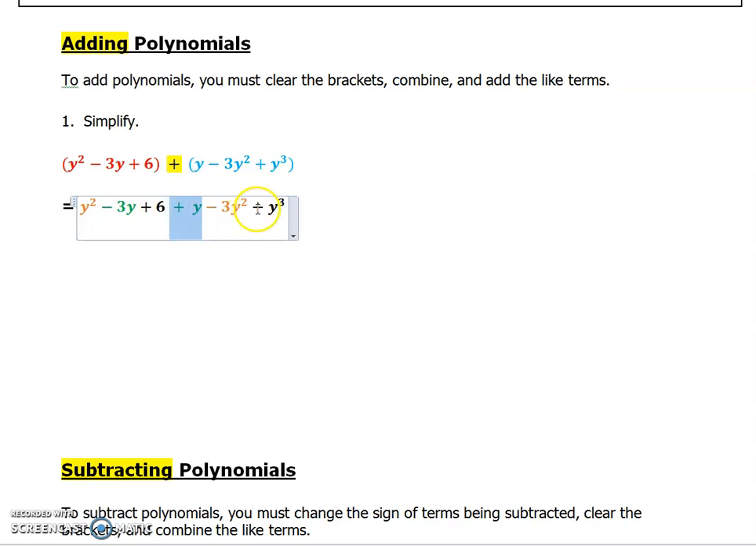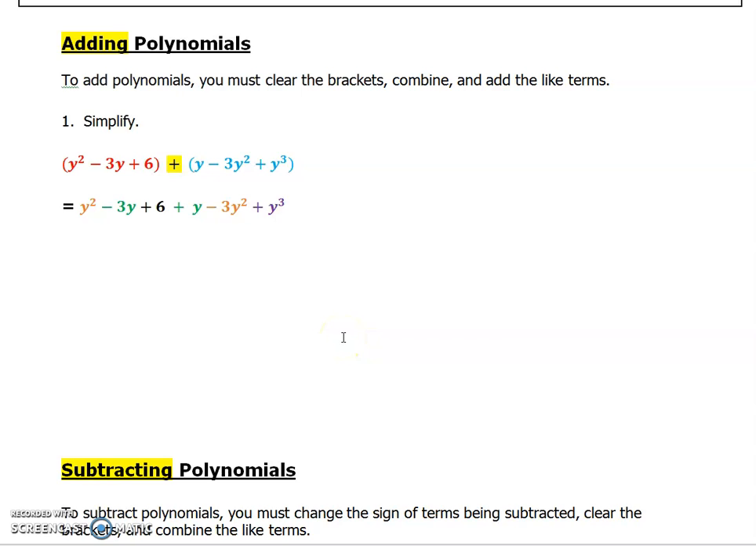The 6 is going to be on its own because I don't see any other numbers that don't have a y behind it, so that's the only constant. And I think the y cubed should be its own color as well, purple, because it also doesn't have a partner in crime in that expression.